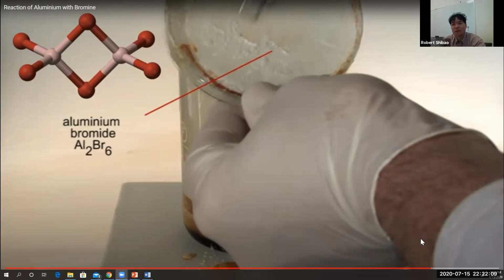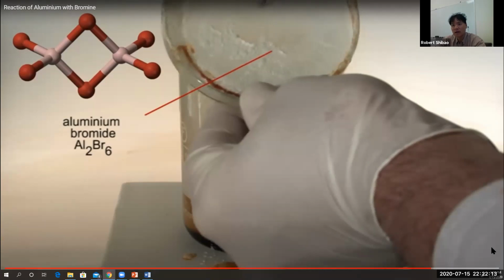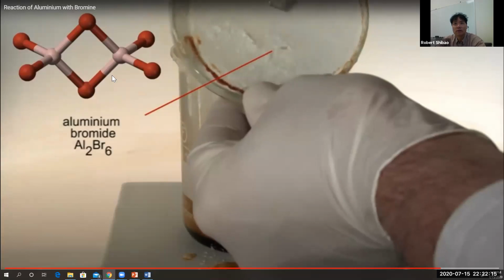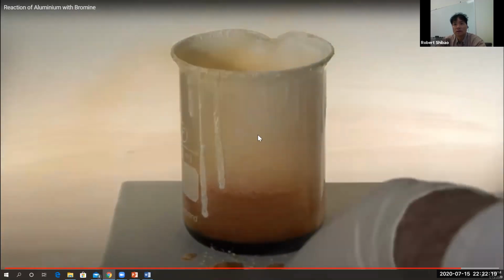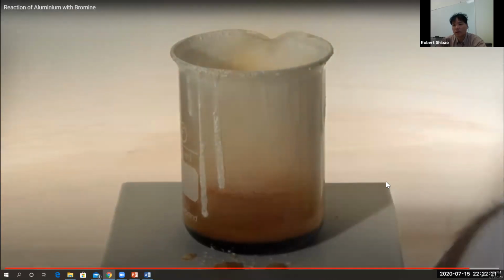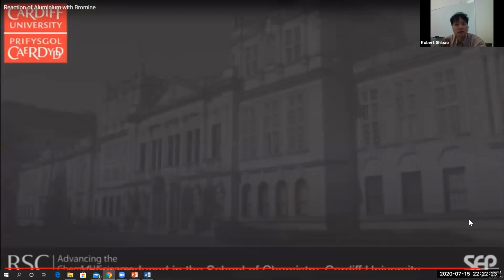How would you have known? I wouldn't have known that necessarily. That's just from observation. So why is it forming this? Although this kind of doesn't look like a molecular compound, it looks more like an ionic salt. But let's take a look.